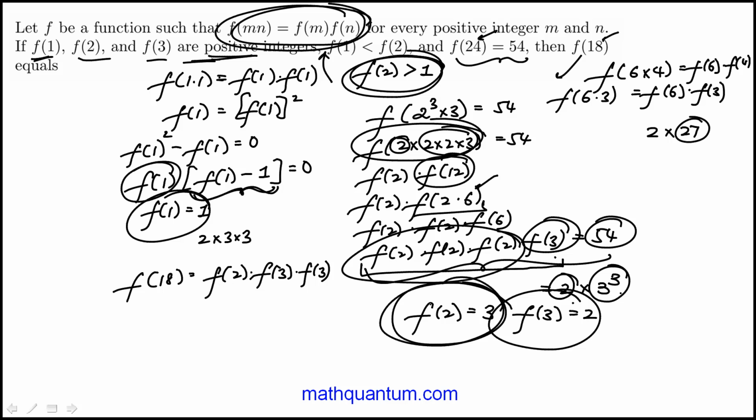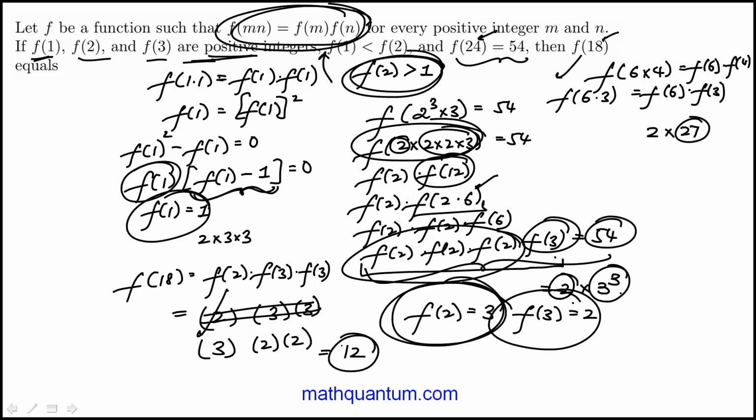Now that we have these values, all we have to do is plug it in. f of 2 is 3, f of 3 is 2. So now it's 3 times 4, which is 12. And that is indeed the answer.